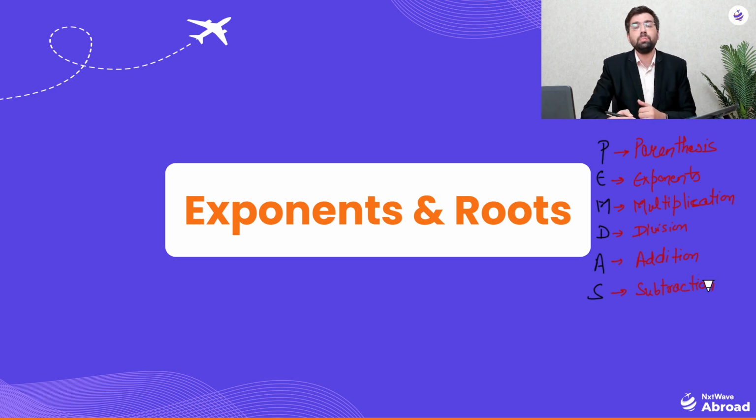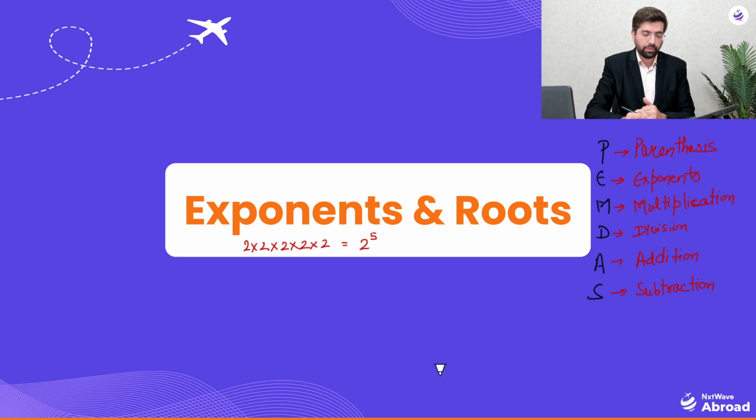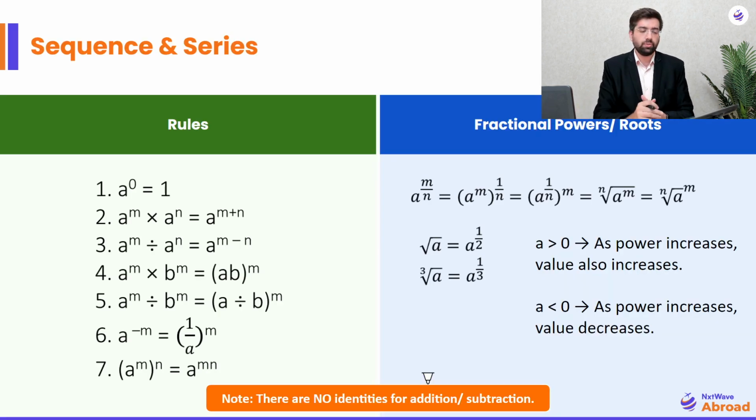Exponents are also basically the repeated multiplication. So if you have 2 multiplied by 2 multiplied by 2 multiplied by 2 multiplied by 2, you can simply write it down as 2 raised to power 5, where 2 will be the base, and because it is multiplied 5 times, we will write it down as 2 raised to power 5. Now let us see the rules that we need to follow.